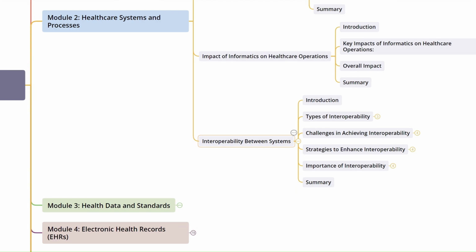Next, interoperability between systems. This module explores the technical and strategic aspects of interoperability, a cornerstone of modern health informatics. With electronic systems now prevalent throughout healthcare, ensuring these systems effectively communicate is essential for cohesive care delivery. We delve into standards, protocols, and strategies for achieving interoperability, essential for facilitating health information exchange across diverse healthcare settings.